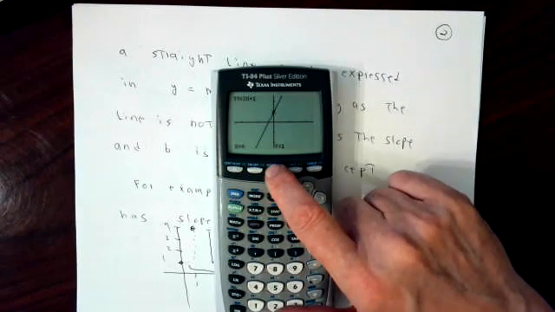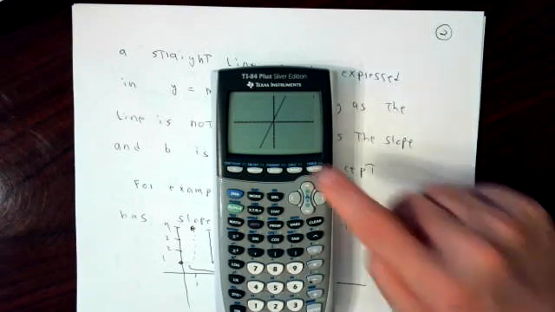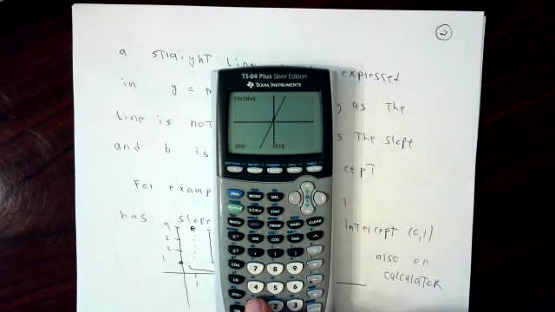So I'll go back to the standard viewing window to look at that. I'm going to press trace. This time I'm going to make X equal to 1. And again, you have to press enter. And this tells me that when X is 1, Y is 4, as it should be. As we go along, I'll introduce little calculator techniques in case you don't know them already.